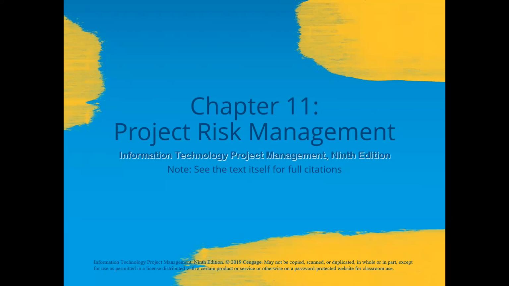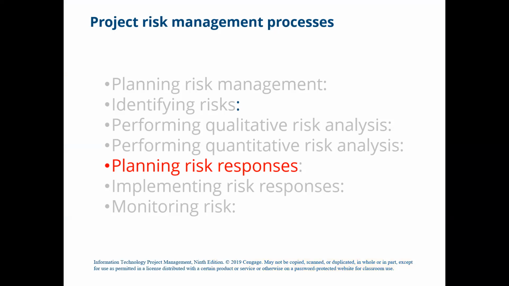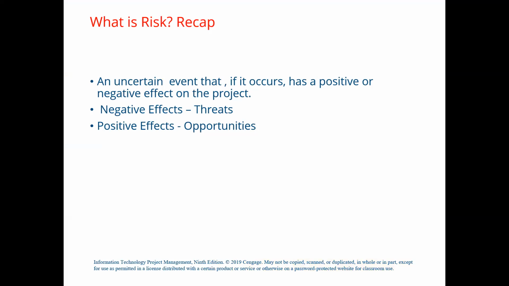Before that, we discussed the different project risk management processes. Altogether, there are 7, and in our previous lectures, we have covered the first 4 processes. Now, this is the last part of this chapter, and we are starting from planning risk responses. We will cover implementing risk responses and lastly monitoring risks. So before we start, we'll have a little recap about risk.